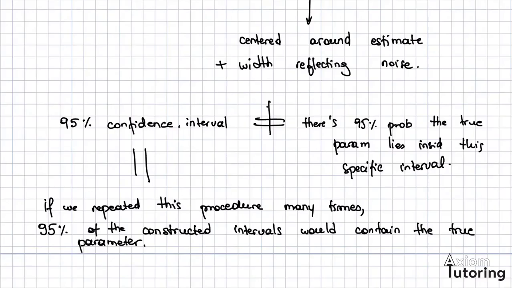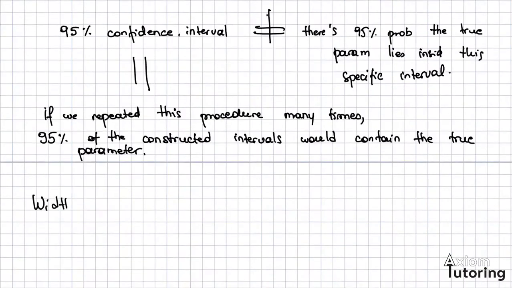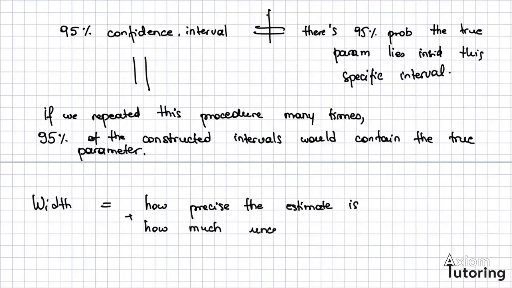The width of the confidence interval, instead, tells you how precise the estimate is and how much uncertainty remains. Which means that the wider your interval, the bigger the uncertainty. And the narrower the interval, it means, well, the more precise you were.